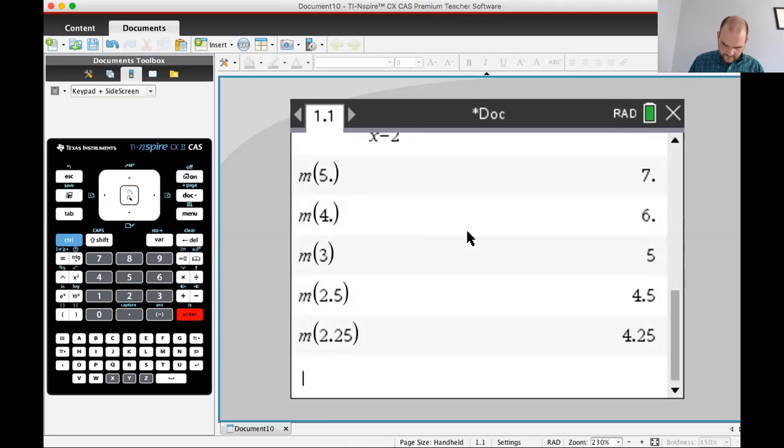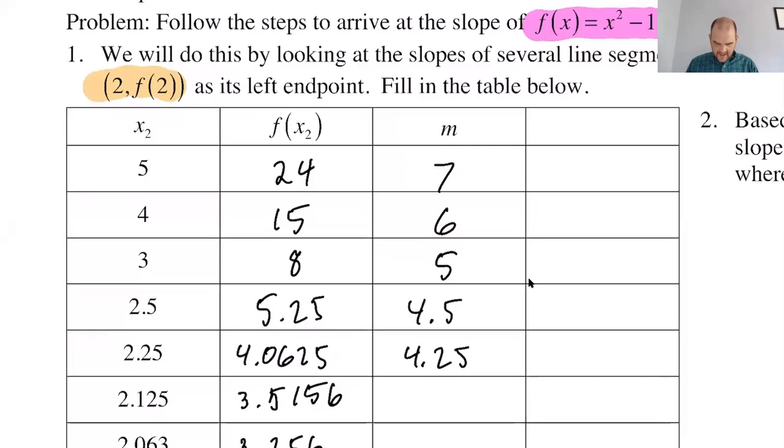Okay, hold on. Are you noticing a pattern here? Let me go back to my notes. You may be noticing a pattern. I don't know if you're noticing a pattern or not. Look at the values that we're getting for the slopes and the x values that we're plugging in. What is happening here? The difference between 4.25 and 2.25 is 2. The difference between 4.5 and 2.5 is 2. The difference between the slope and x2 seems to always be 2, which is kind of weird.